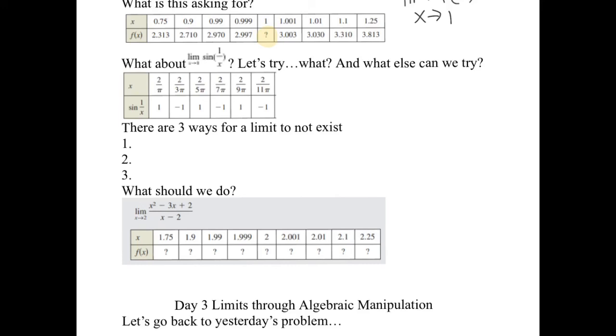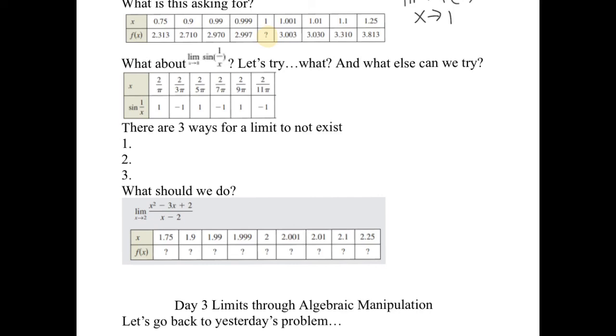We have a table of sine of 1 over x, and we want to know what the limit is as x approaches 0, I believe. The first thing you would want to do is try to make a table. Luckily for us, the table's already here. But the thing is, it's going towards 0, and I think it's only going from one side. And the corresponding y values seem to be doing something different than what we've normally seen before. So what else can we do?